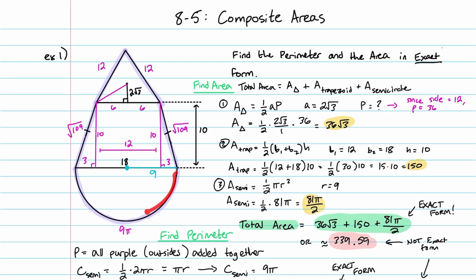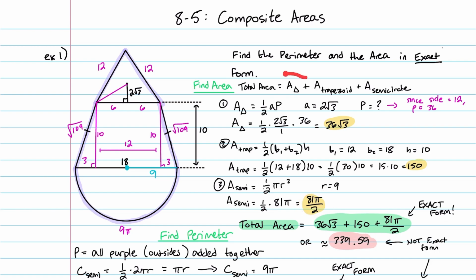I then moved on to finding the area of this semicircle. So I was told that this base of this trapezoid was 18, which is also the diameter of this half circle. So that means the radius is 9, because that's half of 18. And so I basically took my radius of 9, I put it into the area formula for a circle, and got 81 pi, and then I divided it by 2. So then I was left with 81 pi over 2.